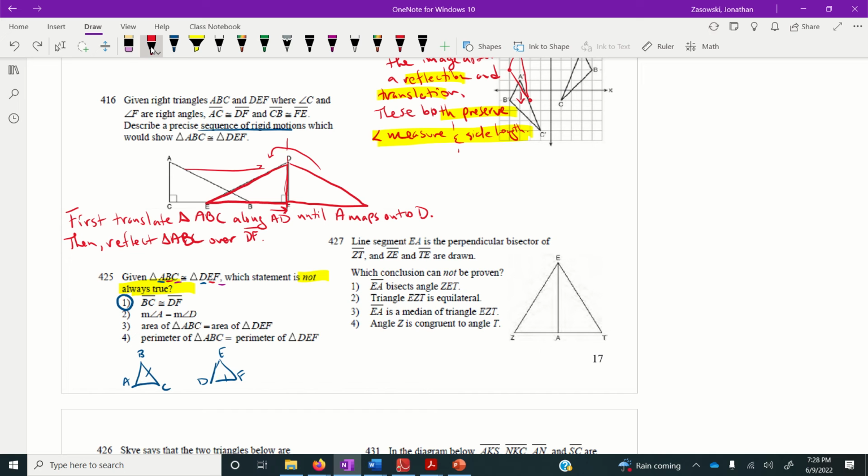The areas would also be equal because the triangles are equal, and so would the perimeters. So those two would always be true. So therefore, we can choose just choice 1. 427, right next door. Line EA is the perpendicular bisector of ZT.